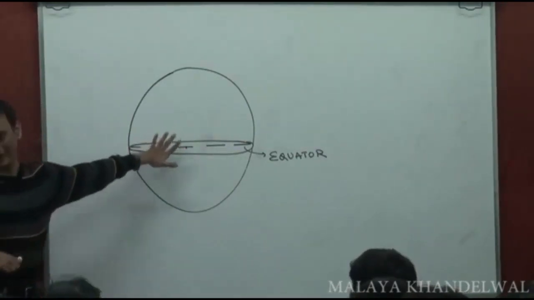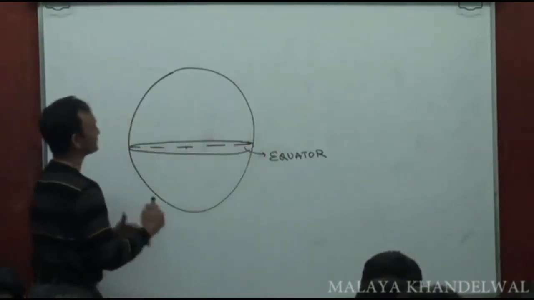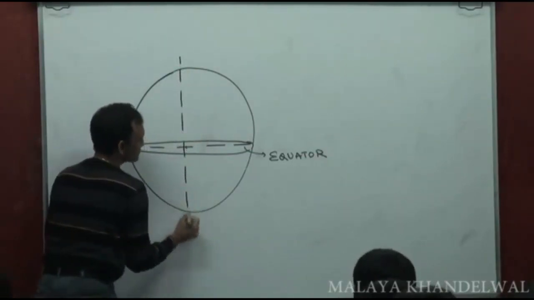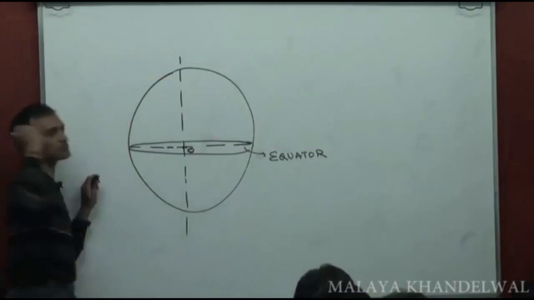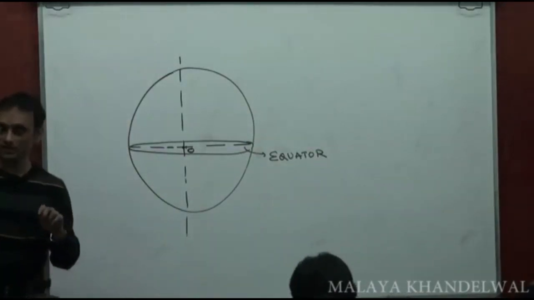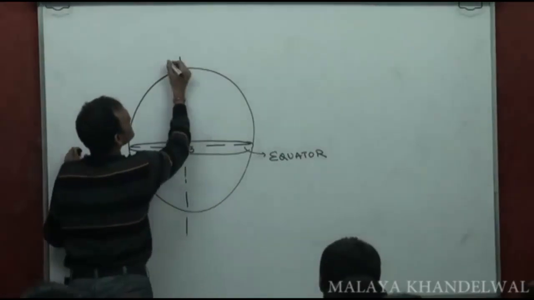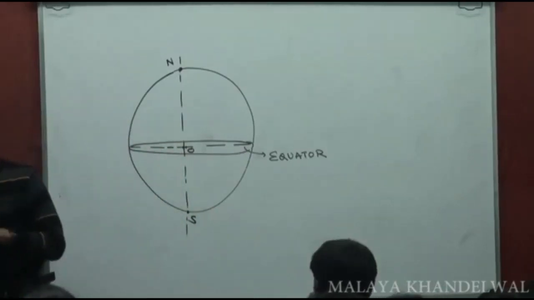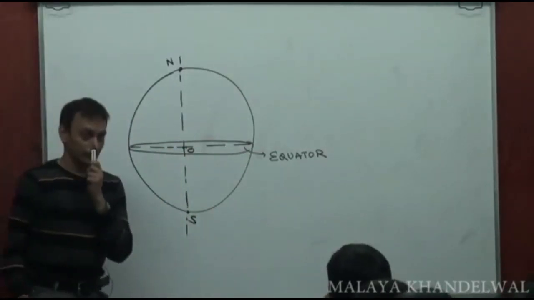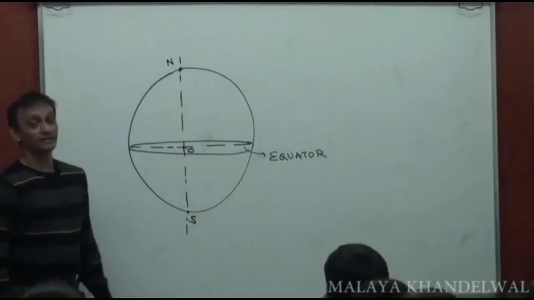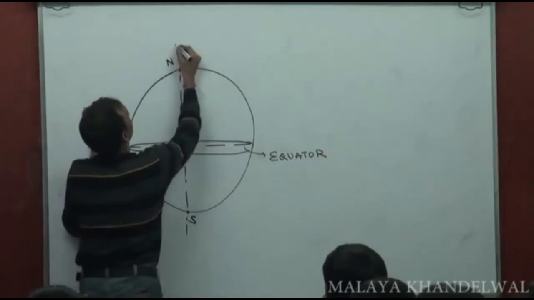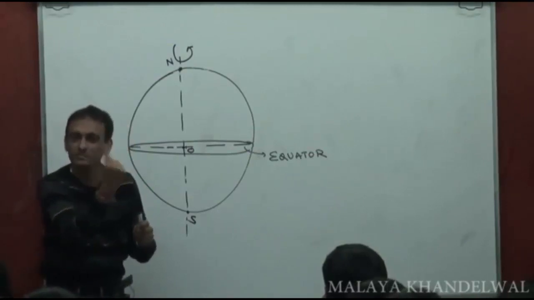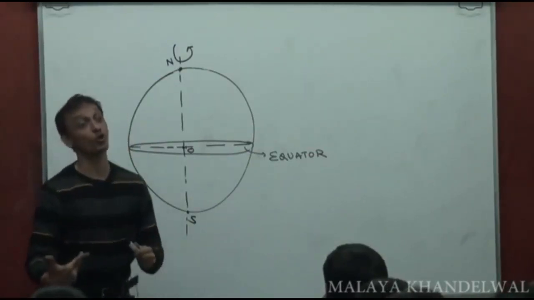So in any case, that's the equator. This is the equatorial plane, right? This is the center of the earth. This is the North Pole. This is the South Pole. And the earth rotates around this line, spins around the NS line, with an angular speed omega.